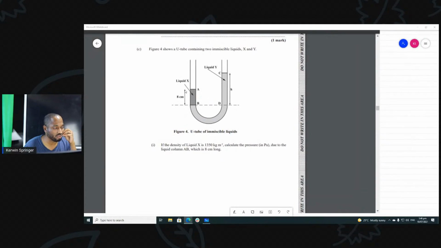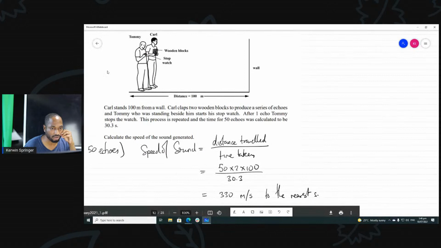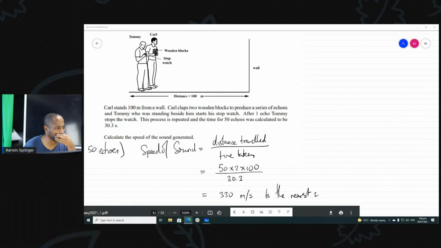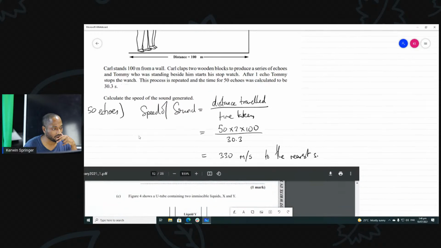So explain where you get the 2 from: it goes and hits the wall and comes back, which is twice the distance. It travels twice. Anytime you get these echo questions, you have to make sure you account for the whole distance travelled.